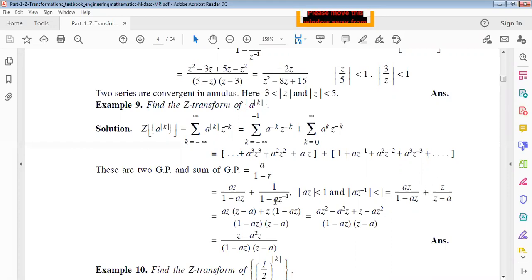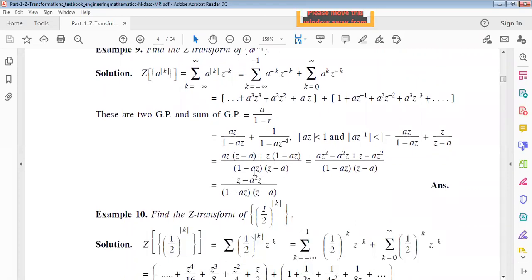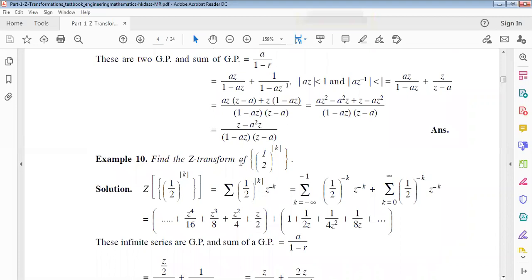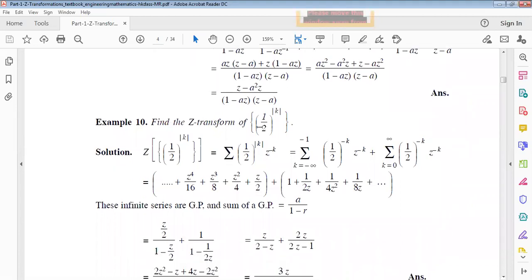Taking the LCM, we get this one. This is the z transform of the sequence a to the power k absolute value of k. Similarly, you can find the z transform of 1 by 2 whole to the power k absolute value of k.